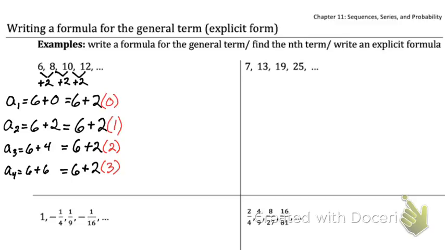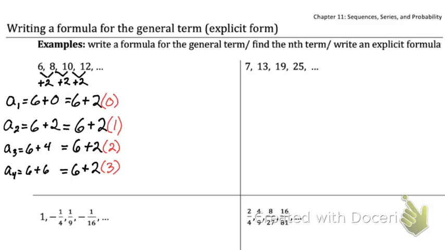So our whole goal in writing an explicit formula that's general is to hold on to as much as I can from term to term to term. I held on to that 6, I held on to that 2. The only thing I can't hold on to is that 0, 1, 2, 3. But that's a pretty nice pattern, that it's 0, 1, 2, 3. And what's really nice about that is if my first term is 0, my second term is 1, my third term is 2, my fourth term is 3, look at those numbers.